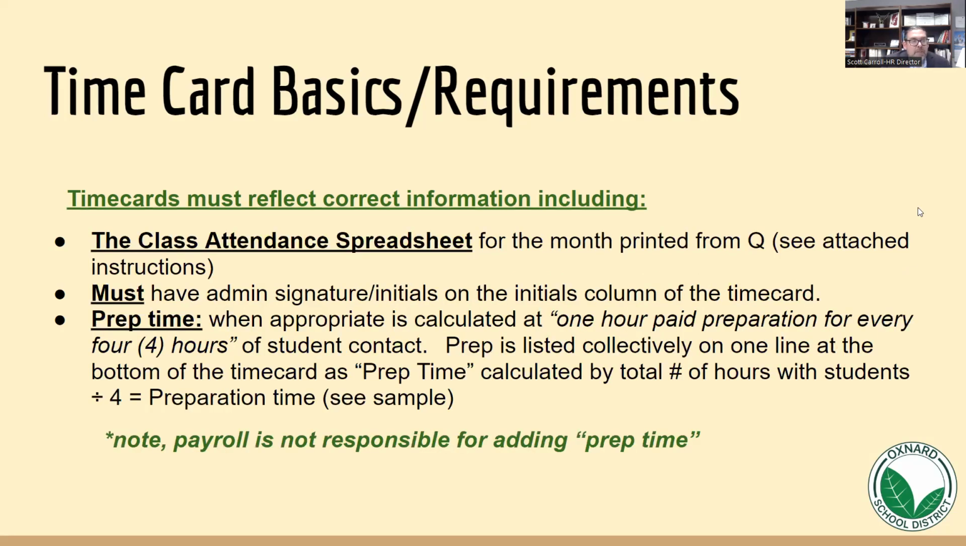All right, some other time card basics. A class attendance spreadsheet for the month printed from Q. This is not something teachers need to create. So once you have your list of students attending, you're going to work with your after-school coordinator. They will actually create a class in Q for you. They'll do that work for you so that you can take attendance. This is required as part of what you need to turn in with your time card. You must also have an admin signature and initials on the time card.